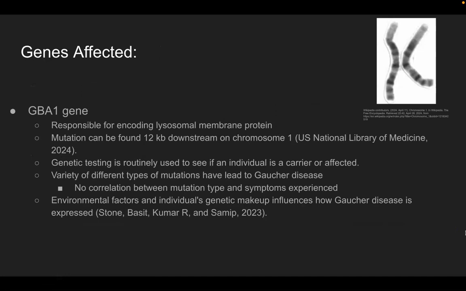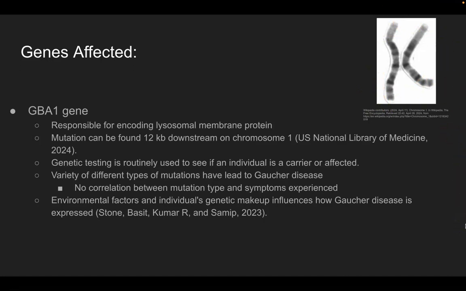As we briefly touched on, the GBA1 gene is affected in Gaucher disease and is typically responsible for encoding the lysosomal membrane protein. The specific mutation can be found 12 kilobases downstream on chromosome 1. Here's a picture that I took from the internet that shows chromosome 1, a karyotype of chromosome 1.